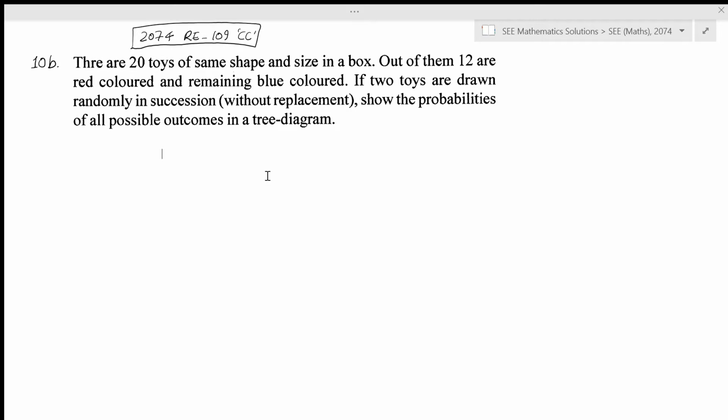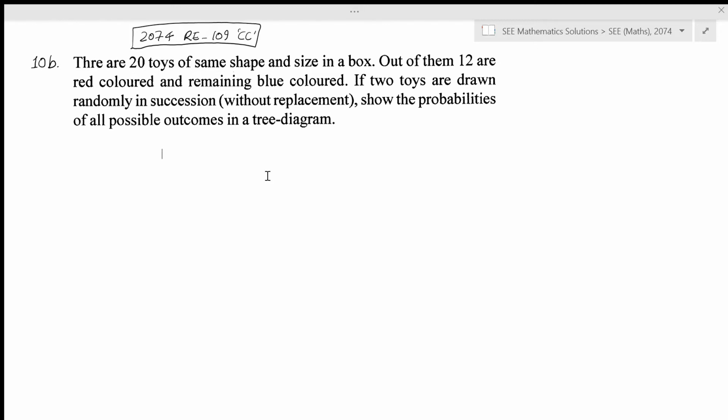And like we did in problem 10a, even for probability, we used the formula for compound probability, or the formula for finding the union of probabilities, right? And we simply substituted the values. So that is how we get 2 marks. If you want to see the details, I have broken down some of these steps, and in some of the problems I have also shown where you will get the 1 mark. So you can search for those videos from the 2074 RE109 CC set, especially the problems from Group B.